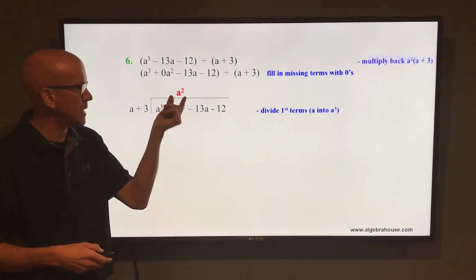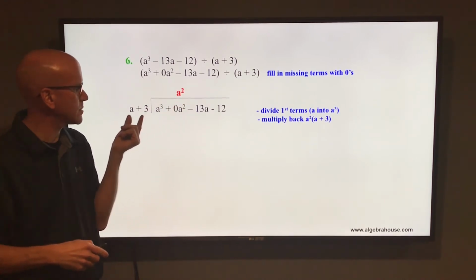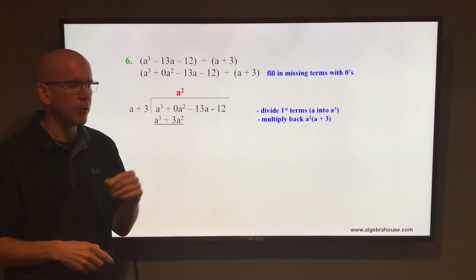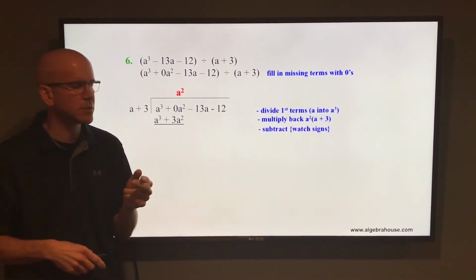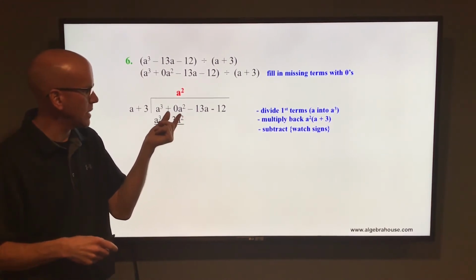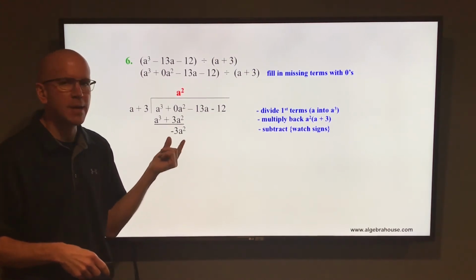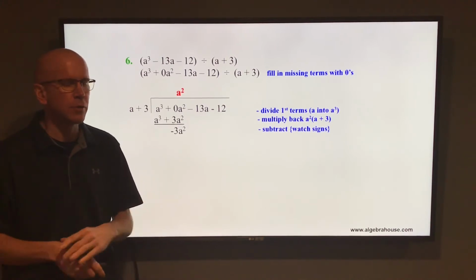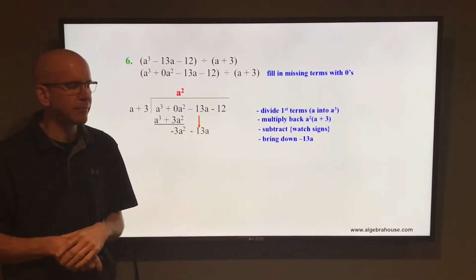Once you get that term up top, multiply back with the distributive property. So multiply a squared by a plus 3 with the distributive property. Get a to the third plus 3a squared. Next step is to subtract, but watch your signs when you subtract. This is not going to be 3a squared. It's 0a squared minus 3a squared, and that is negative 3a squared. A to the third minus a to the third, that's just 0. After you subtract, then bring down the next term, so you're bringing down that negative 13a.